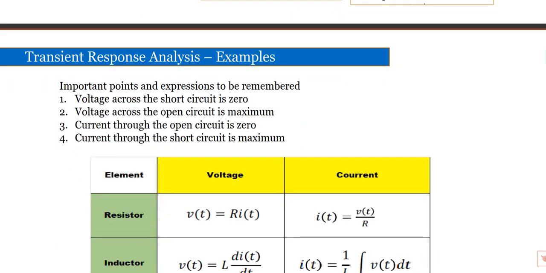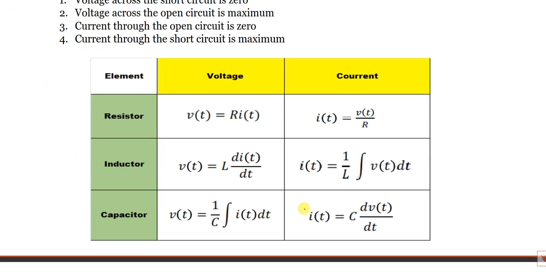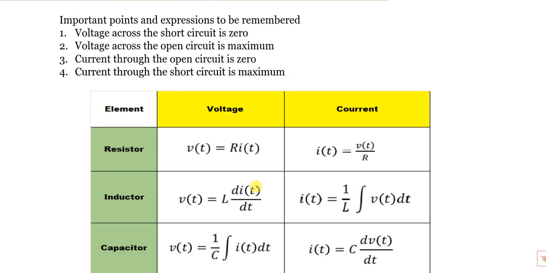So now you should know the voltage relations in the inductor, capacitor, and resistor. What is the equation for voltage and current in a resistor and inductor? In a resistor, V is equal to IR. That is Ohm's law. V of t means at any point of time t. So V of t is equal to R, which is constant, into I of t.